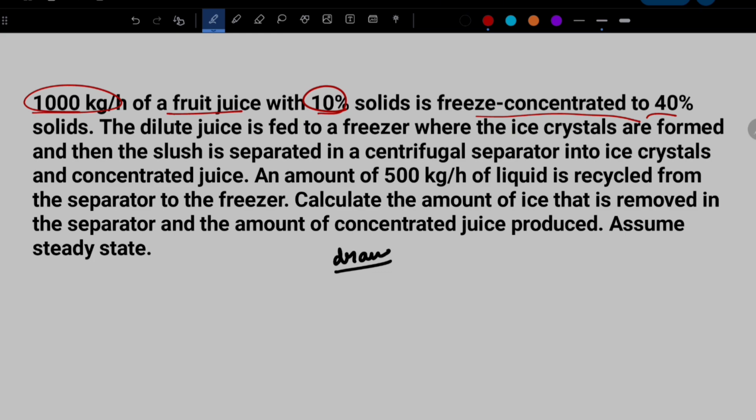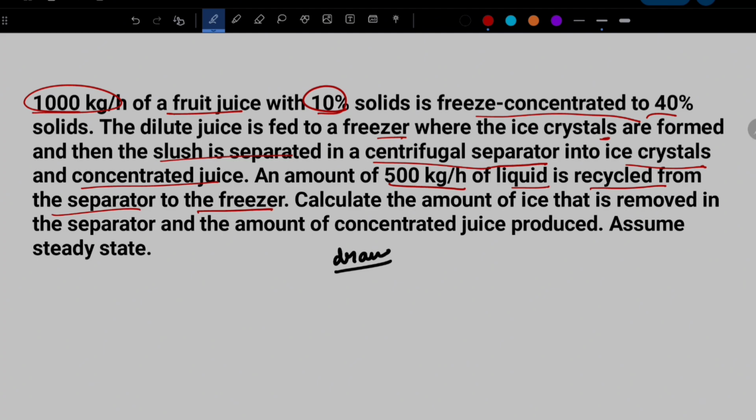Now you know what the first step is, right? This dilute juice is fed into the freezer, where the ice crystals are formed. Then the slush is separated in the centrifugal separator into ice crystals and concentrated juice, and an amount of 500 kg of liquid is recycled from the separator to the freezer.